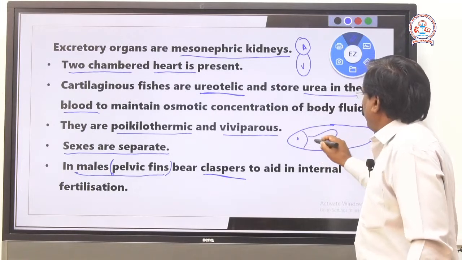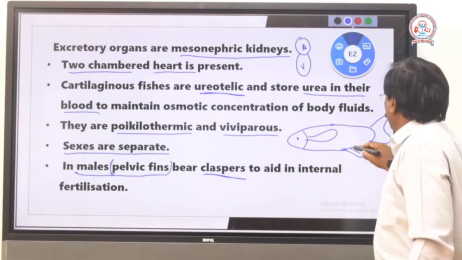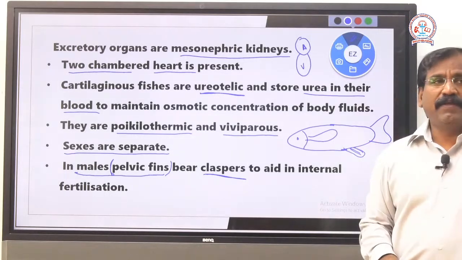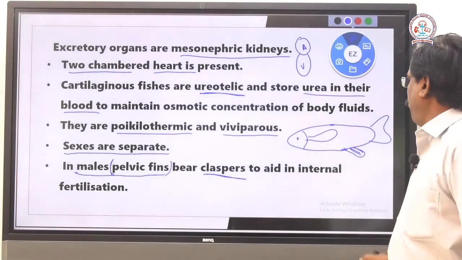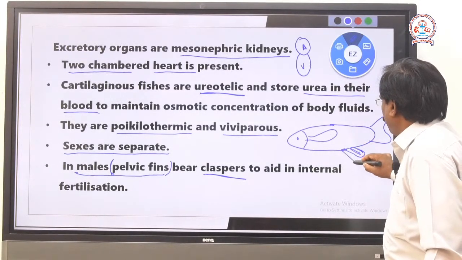This is called pectoral fin. And here, this is a pelvic fin, in the pelvic and hip region. In this pelvic fin, you can see claspers. In this, you can see claspers.